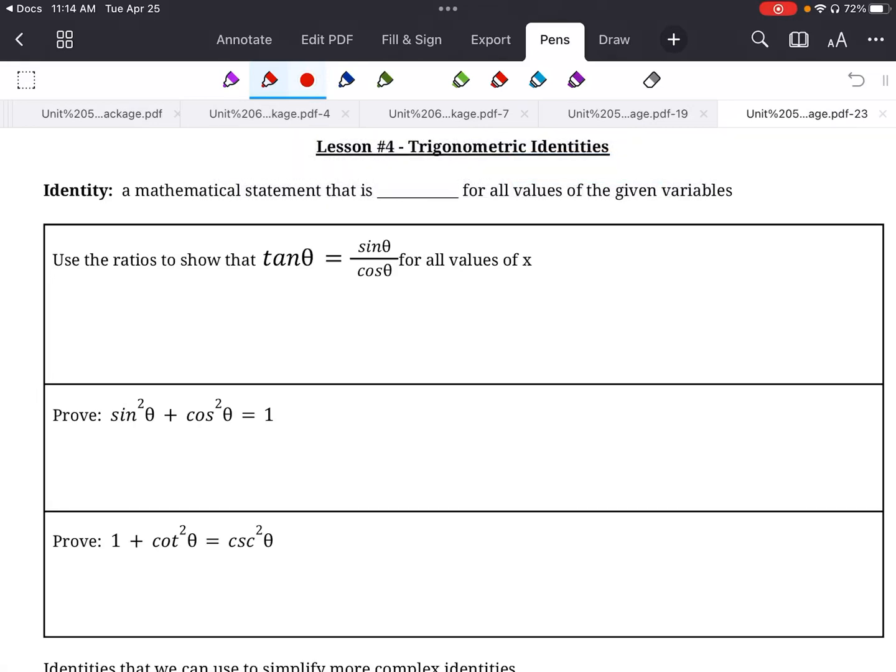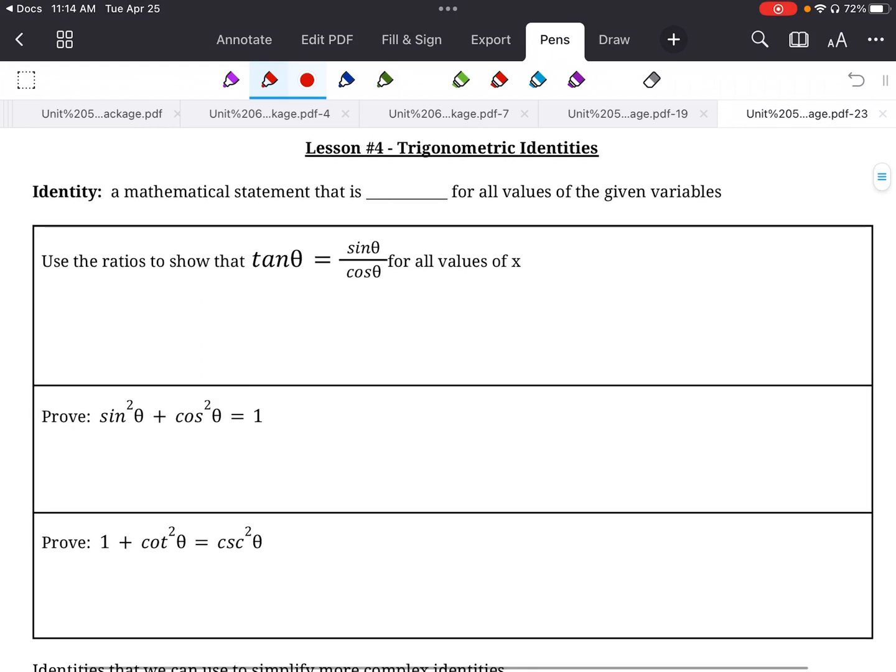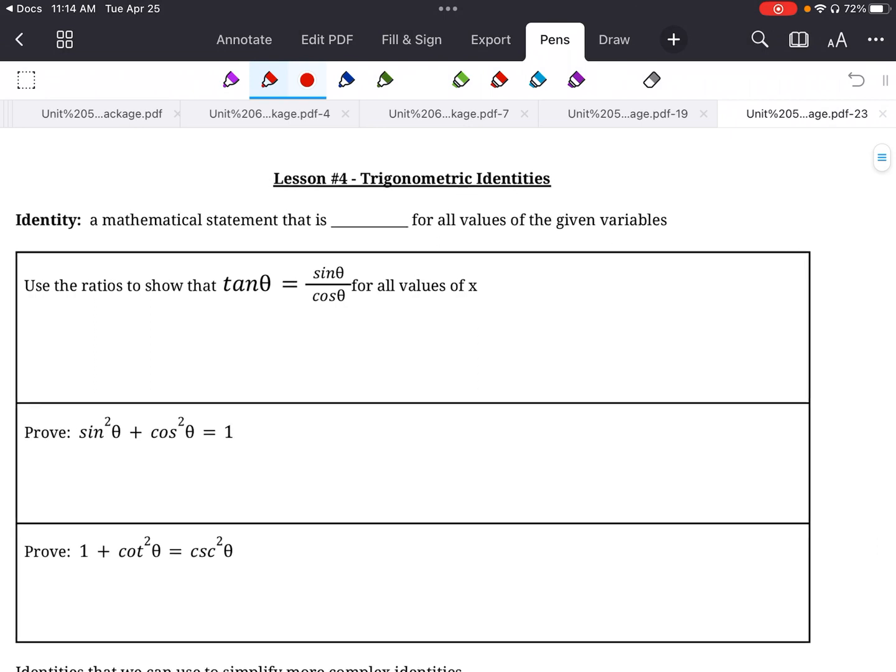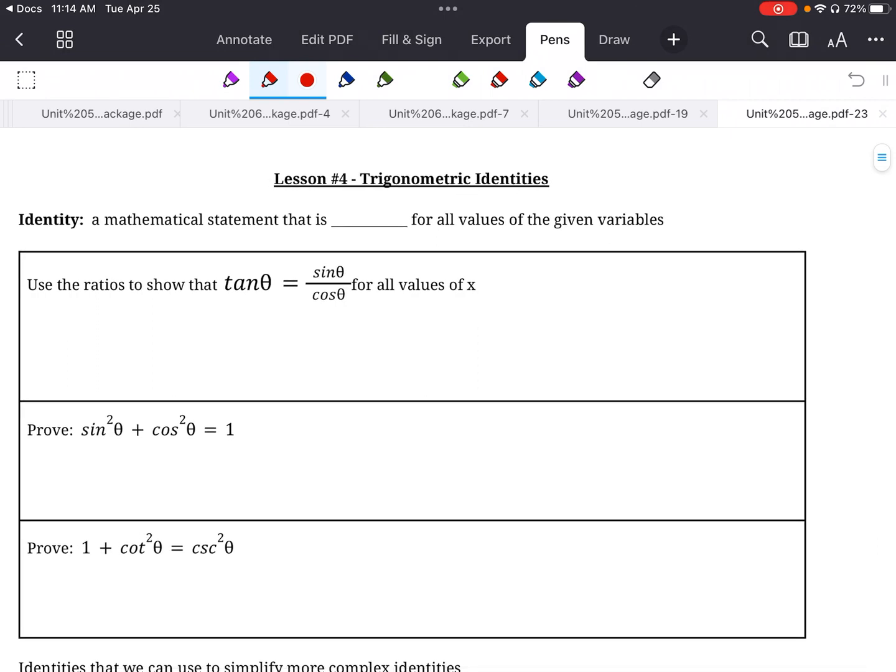Well, we're on to lesson 4 of our trigonometry unit. This is trig identities. This is a lesson that you need to work with. It's less logic and more of a puzzle. Some people get it right away, some don't. So it'll take some practice, but it'll be okay.